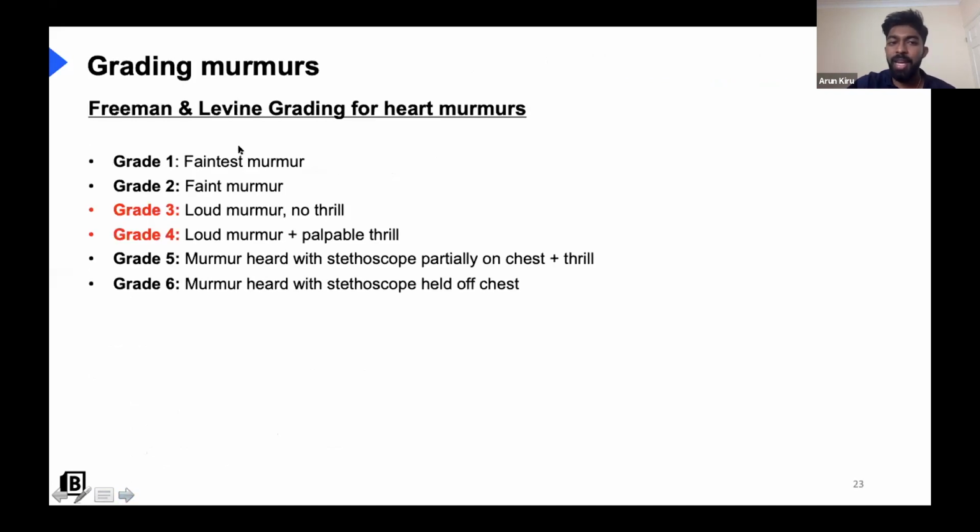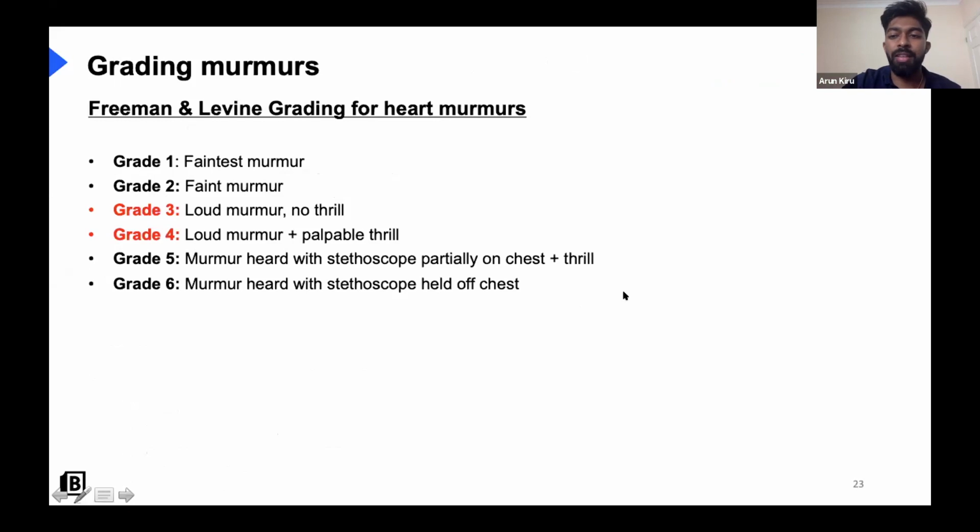Okay, finally, grading of murmurs. So this is the Freeman and Levine grading. If you do get a murmur case, it's nice to just put that grade 3 or grade 4. It's an official thing that people use. So officially there's 6 grades. Grade 1 and grade 2 are basically not relevant for you, but for cardiology consultants or people with echoes who are really looking for murmurs.